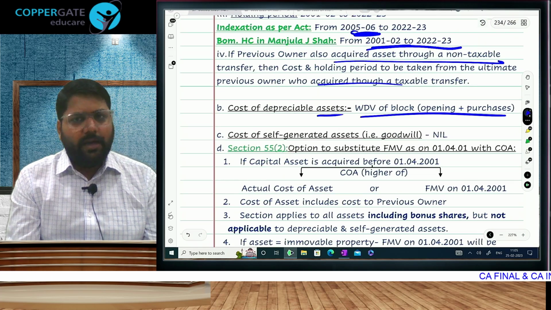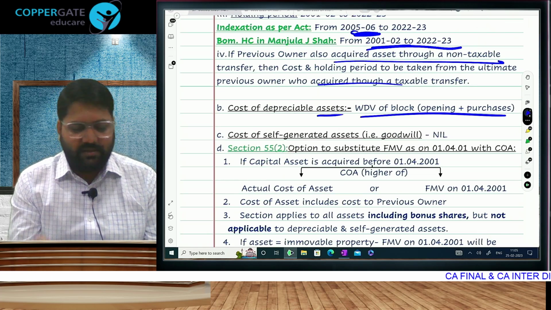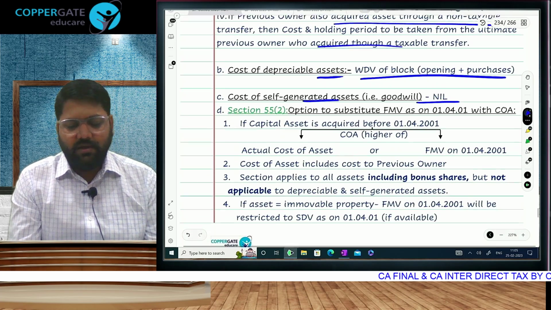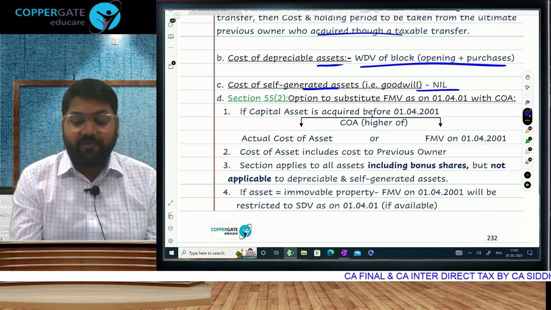Depreciable assets: WDV, opening plus purchases. That is the value in the block. Self-generated asset like goodwill, cost is going to be nil. You have the option to take FMV on 1.4.01.